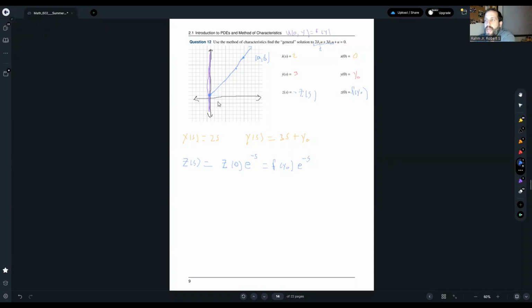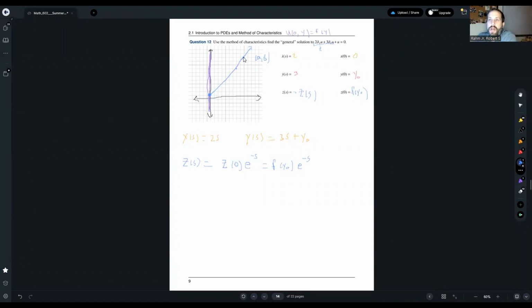So what this is saying is, if I look at my solution along this curve, at this point right here, this corresponds to s equal to 0. So along this curve, my solution is equal to f of y naught e to the minus s. So if I go s units along this curve, my solution is going to be f of y naught e to the minus s. Okay, and so the idea is I have solved the PDE along this characteristic curve. I want to somehow piece that together to get the solution for the whole plane.